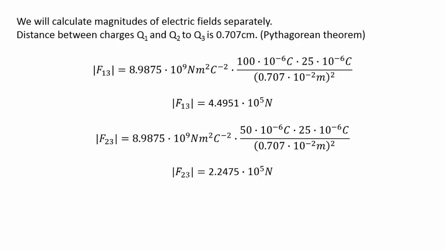If you take a look at your screen now, you will see that the magnitude of the force from the first charge to the third charge is 4.4951 times 10 to the 5th newtons. On the other hand, the magnitude of the force from the second to the third charge is 2.2475 times 10 to the 5th newtons.